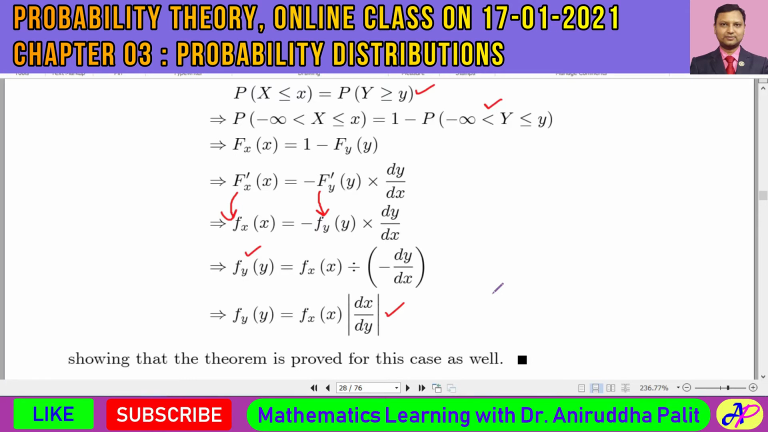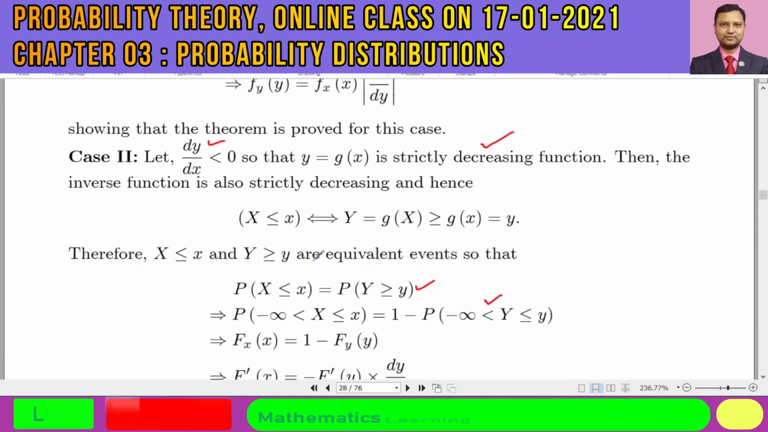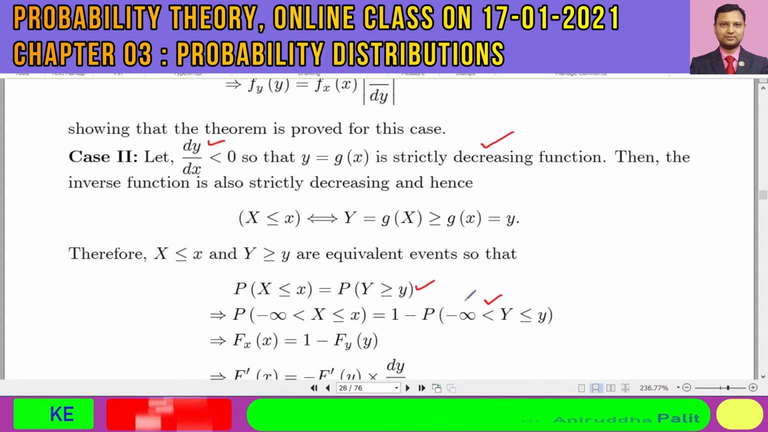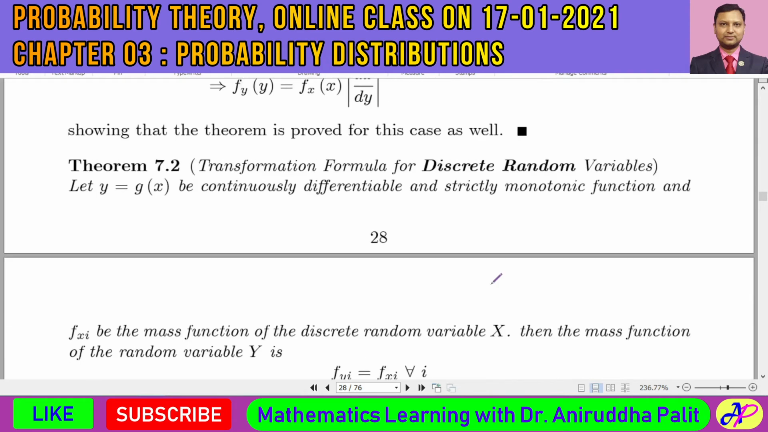Got it? So what you observe is that this relation is also true in the case of this second result, that means when dy/dx is strictly less than 0. Okay, so this is the proof of the result for continuous distribution, and for discrete distribution the proof is much easier.